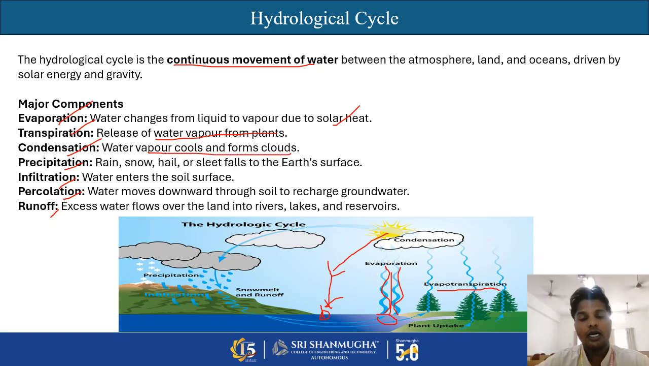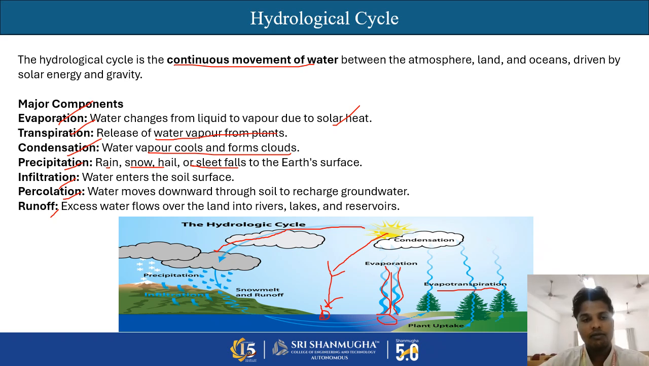Condensation: water vapor cools and forms clouds. So when the water in the atmosphere condenses, it makes clouds. Then precipitation is nothing but rain. Rain, snow, and sleet all come under the precipitation category.